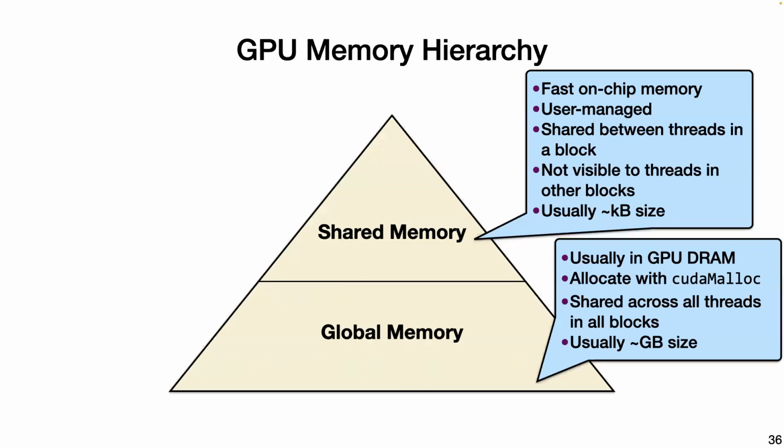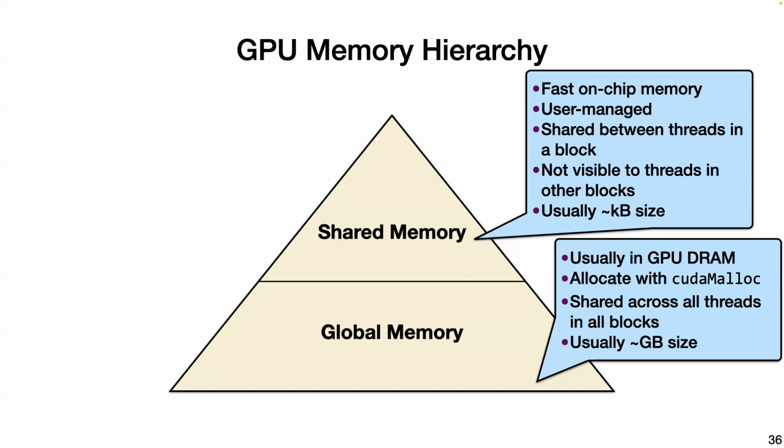Like I said, GPUs also have a memory hierarchy like CPUs, but it's different because in CPUs, every level of the memory hierarchy is implicit. You don't have to manage any of it. It's L1, L2, L3, but everything is managed by the hardware. In GPUs, it's not true that everything is managed for you. Global memory is managed for you, but shared memory is not.